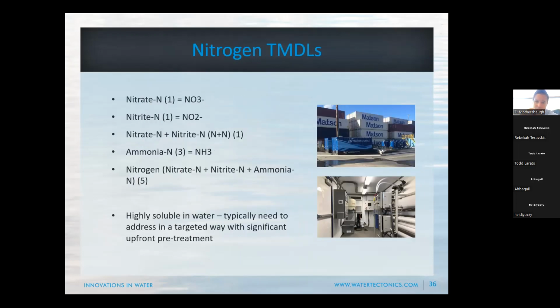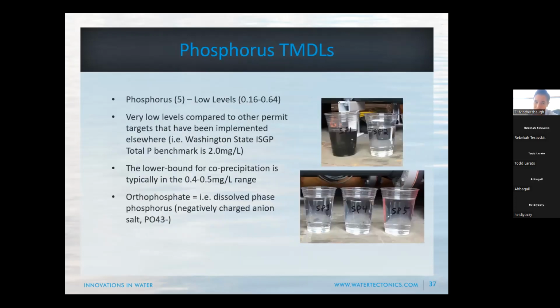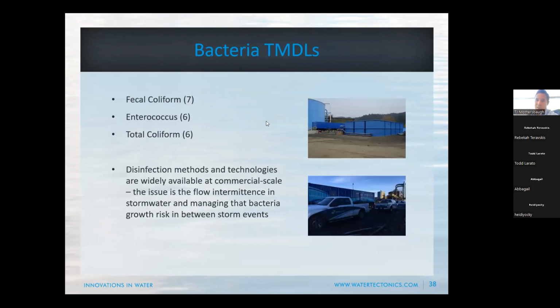I'm going to group these next three into the same category and then do one case study on all of them. So, a site that's dealing with all three of these next TMDLs. Phosphorus, right? Very low levels compared to other permit targets, right? Magnitudes lower typically. Difficult to precipitate out, difficult in its dissolved phase.